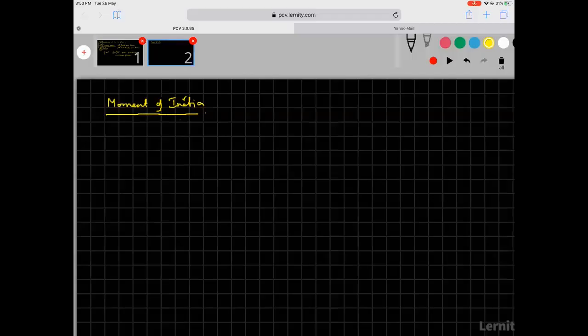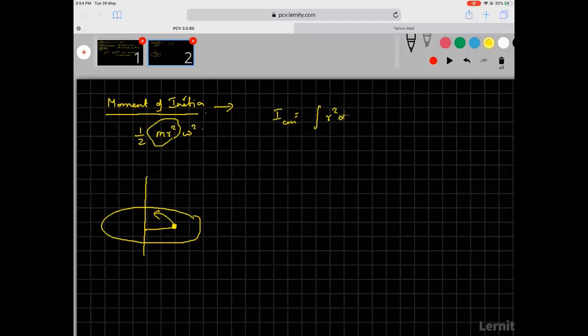So when you talk of moment of inertia, what we are trying to say is basically it's a rotational counterpart for mass. So if you take kinetic energy, suppose you have a rigid body here, you take a small portion of it, and then if you are moving it, its kinetic energy is half m r squared omega squared. So now this m r squared is basically what is the moment of inertia. So the moment of inertia ICM is equal to integral of r squared dm. So this is basically what we need to know.